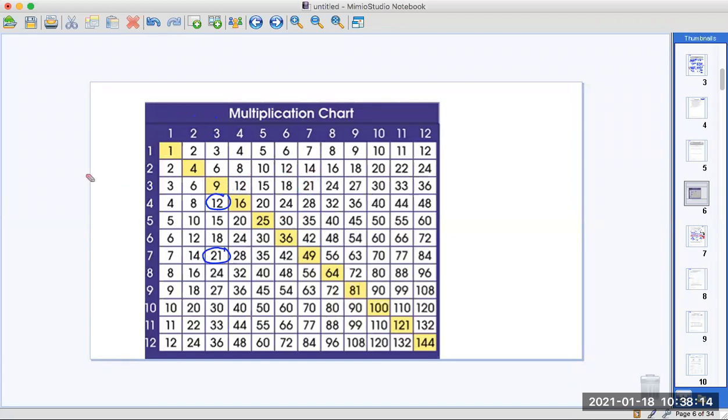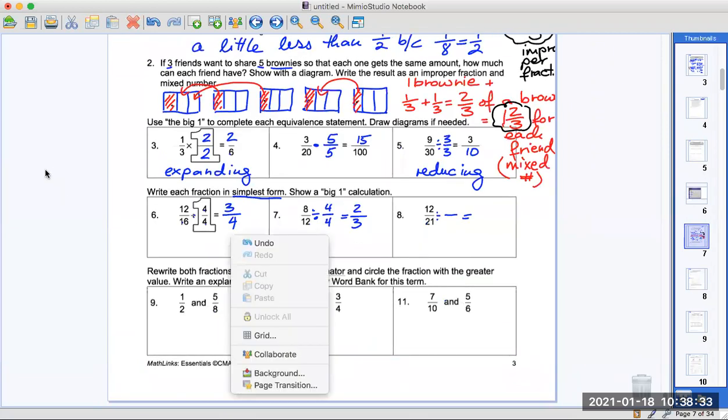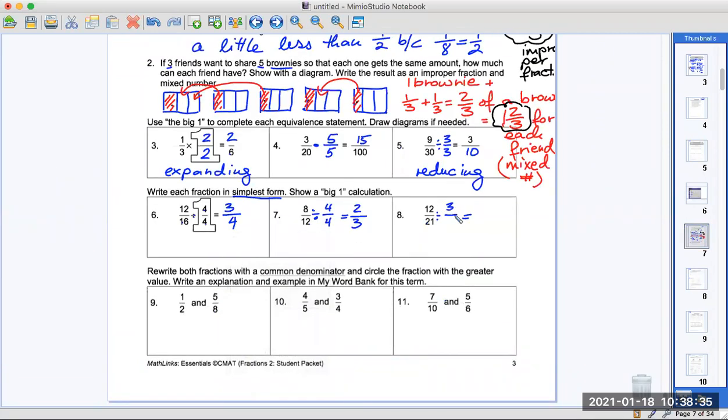And then I have a reduced fraction. So 12 divided by 3 is 4. So I go this way and I see the answer. And 21 divided by 3 is 7. This is how you can read it. So 4 and 7. So my big one is 3. 12 divided by 3 is 4. 21 divided by 3 is 7. And this is my reduced or simplest form.